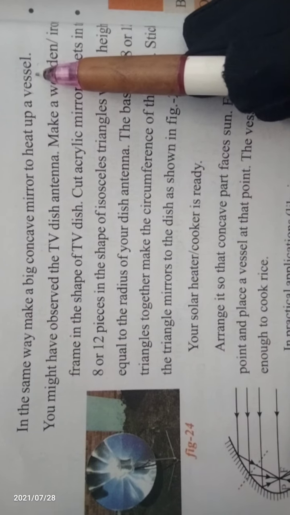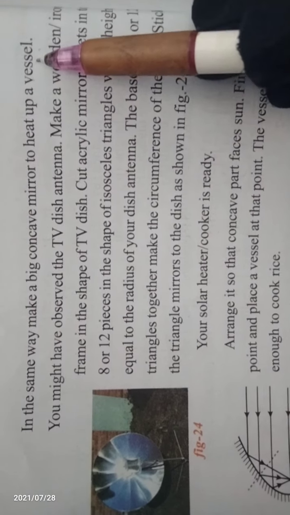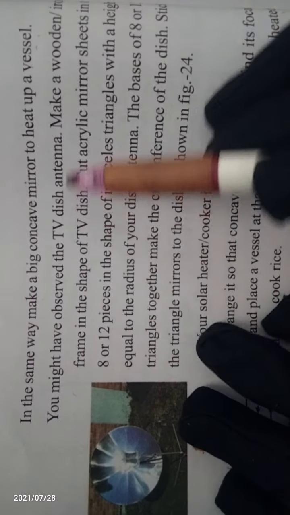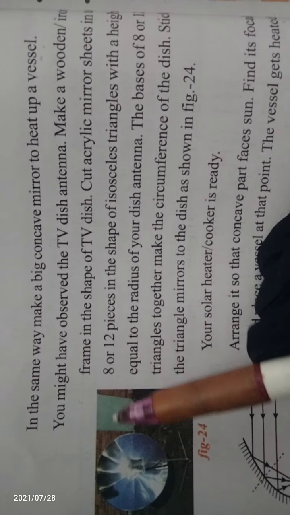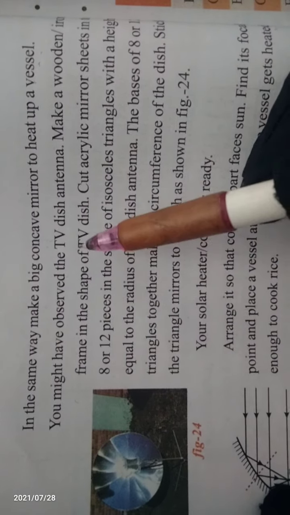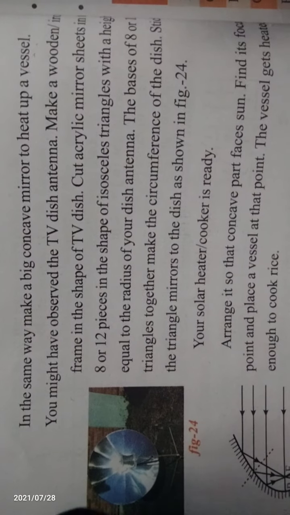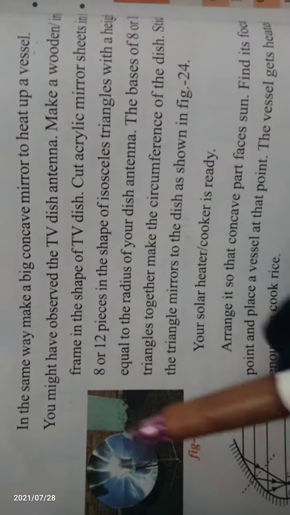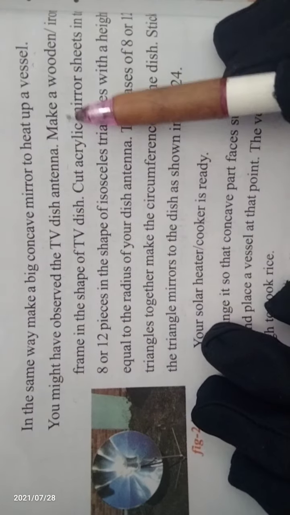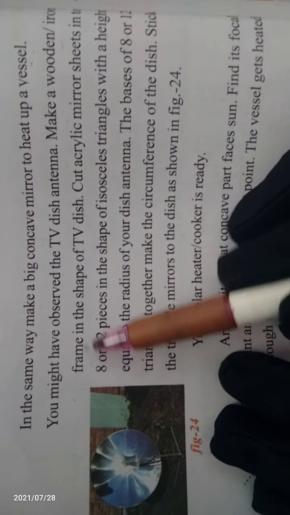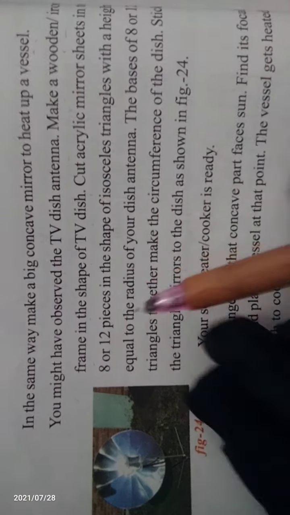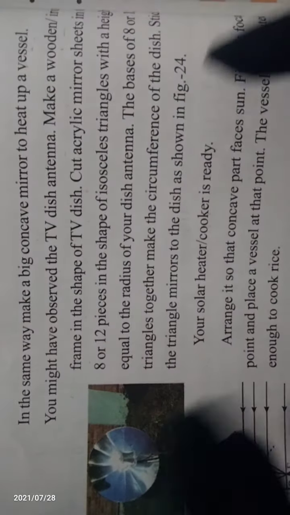What is a vessel here? A vessel is nothing but a utensil which we use in kitchens, right? We might have observed TV dishes. The TV dish is like a concave mirror, right? Its shape is like a concave mirror. Since we have to do it on a big scale, TV dishes are a good example. So we have to take a TV dish, right? Make a wooden or iron frame in the shape of the TV dish.